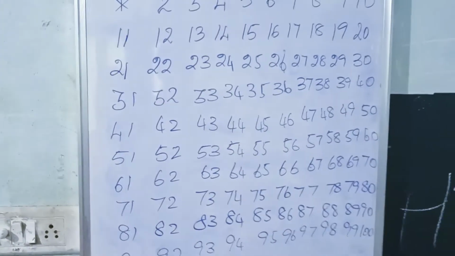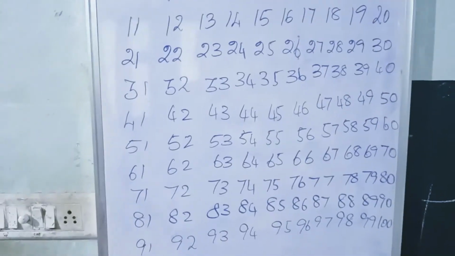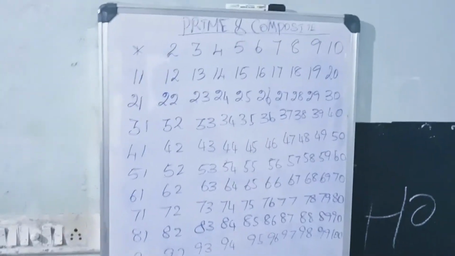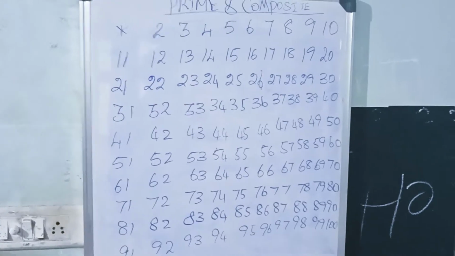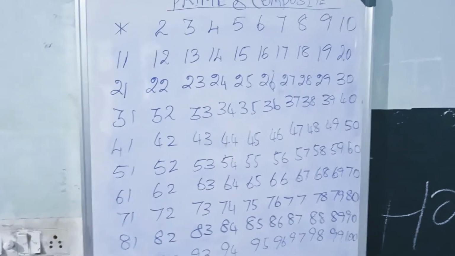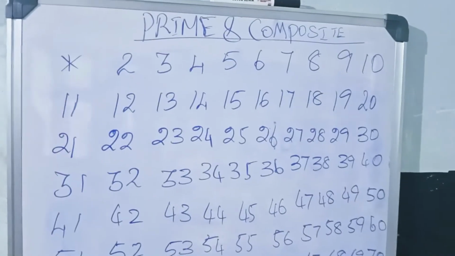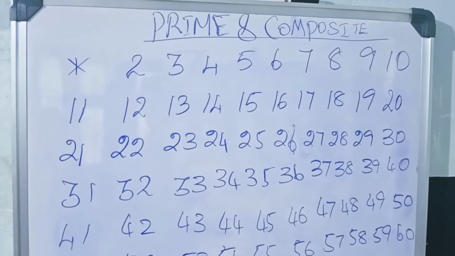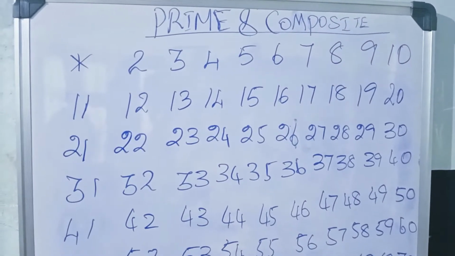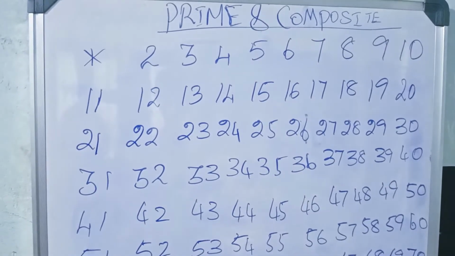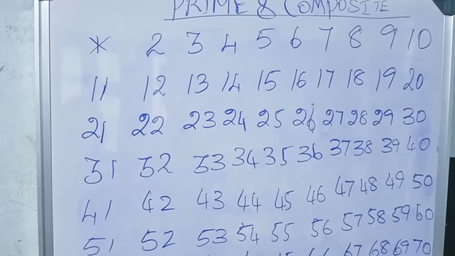Prime number means the number is divisible by 1 and itself. Okay, that is called a prime number. Composite number means the number has more than 2 factors. Okay, that is a composite number. Now we will check how to find prime numbers and composite numbers in 1 to 100.